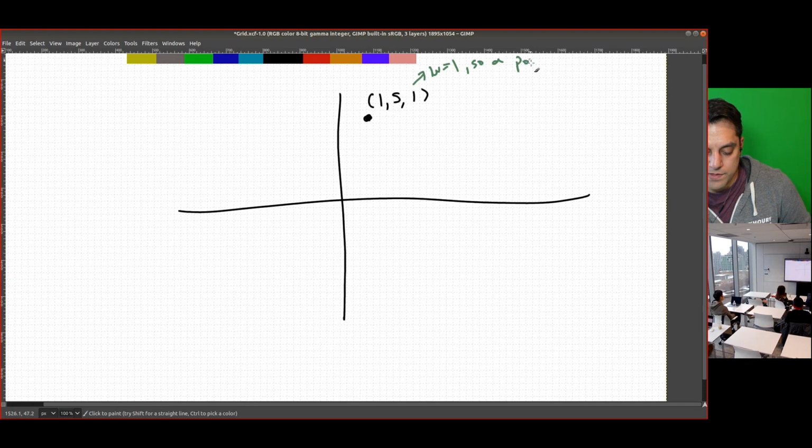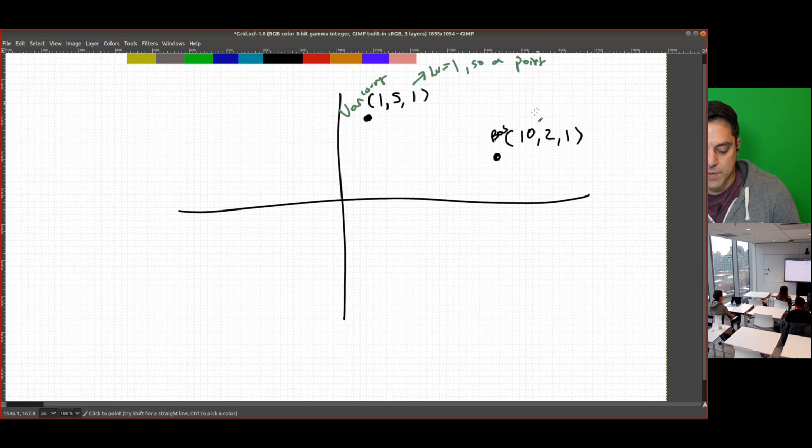So a point, and let's just label this Vancouver. And then Boston is over here somewhere. 10, 2, 1. Okay, this will be Boston. So if I want to get from one location to the other, I need to subtract. And again, I guess it depends which way I'm going, from Boston to Vancouver, or Vancouver to Boston.